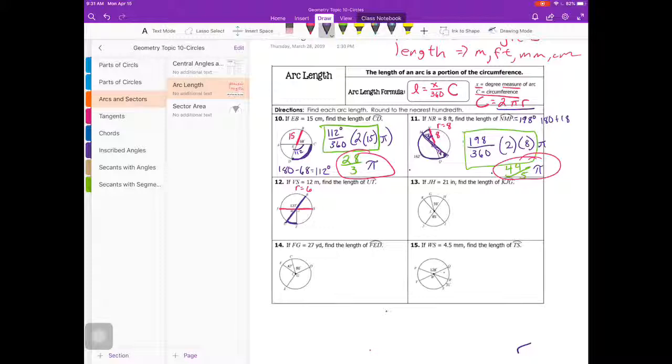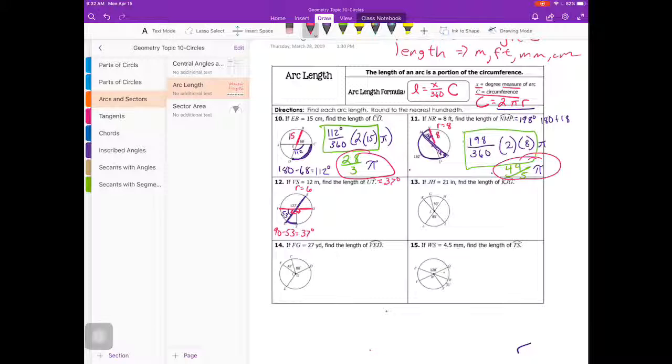This is 180 here, and so we need to find this piece. So we're going to do 180 minus 127, which is going to give us 53. And then if you'll notice, our little right angle right here makes this a right angle. So 90 minus 53 is going to be 37 degrees. So our arc measure is 37 degrees.